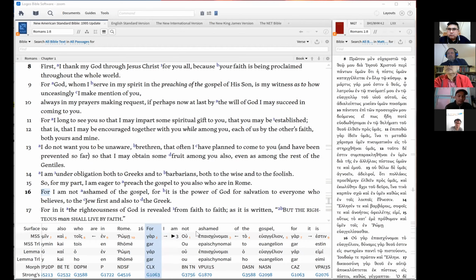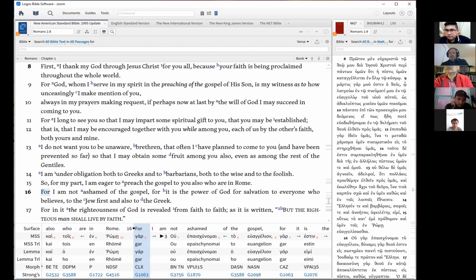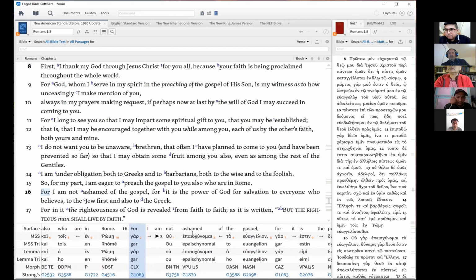Okay, so I think what Pastor Robbie's talking about is, see where my cursor is down here on the interlinear part? For I am not ashamed, it has ashamed above the Greek verb, and then it has of the gospel over the Greek. It has of the over the article. You guys see that? The article is ta. Is that what yours is looking like, Robbie?